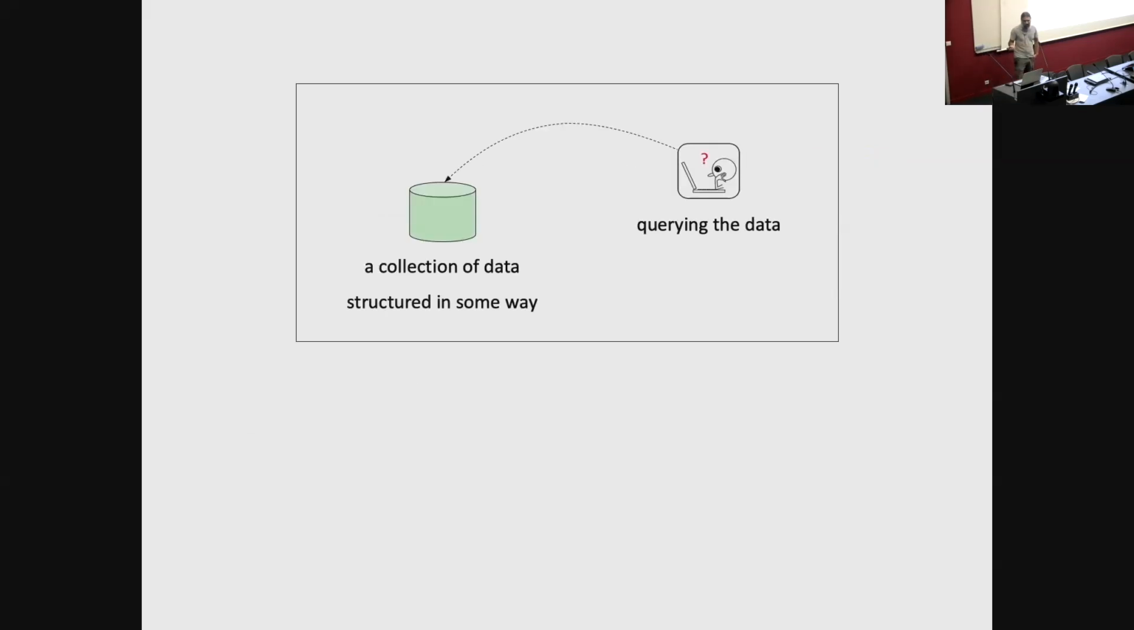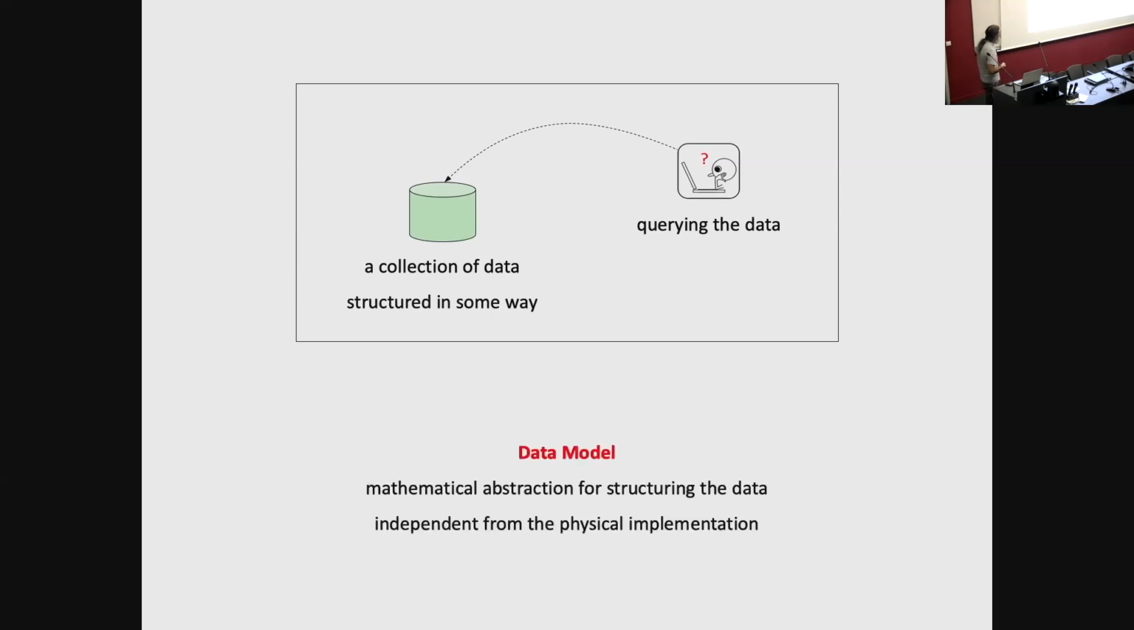So here I'm just trying to summarize in a picture what we usually do in databases. We have a collection of data structured in some way, and we have users posing queries over this data in order to get some answers. This is usually what we do in databases. Of course, we need to make this a bit more precise. Usually we have a data model which tells us how the data is structured. It's a mathematical abstraction for structuring the data, independent from the physical implementation. This is what the data model does for us.